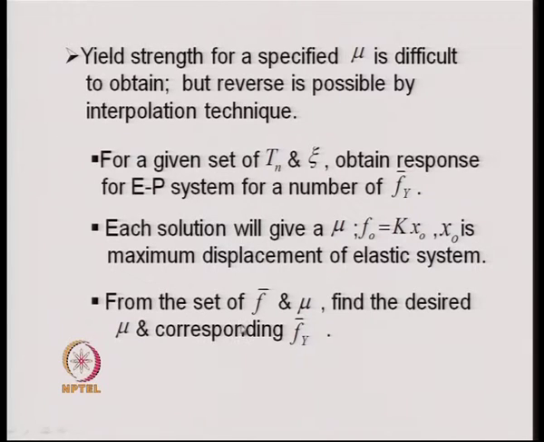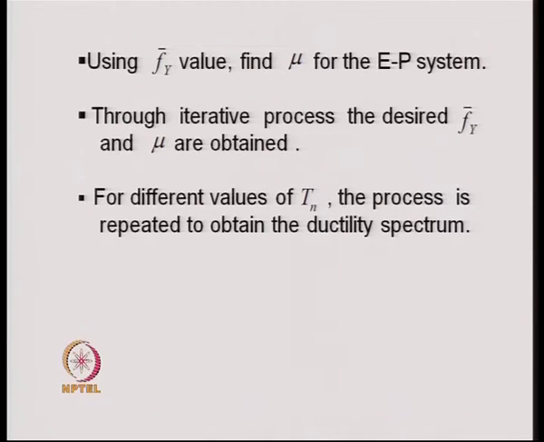From the set of values of f bar y and mu, find the desired mu and the corresponding f bar y. So, if we have a number of combinations of f bar y and mu, from that one can find the desired value of mu. Say for mu equal to 2 or 3 or 4, what will be the corresponding interpolated values of f bar y? Then that interpolated value of f bar y is used in equation 6.38 and it is solved, and the value of mu is obtained.